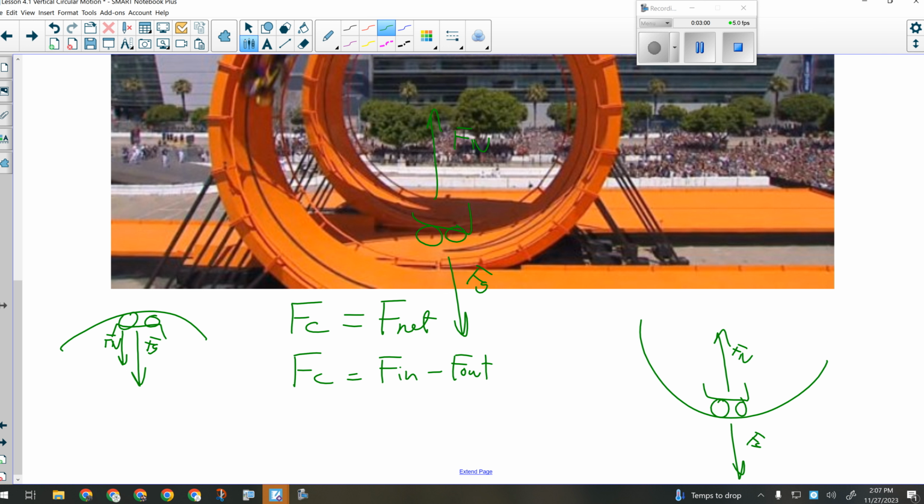That is, of course, the only point where a minimum speed is required, because it's the only place where you can fall. The other spot in a vertical circle is over the top. Gravity would act in.